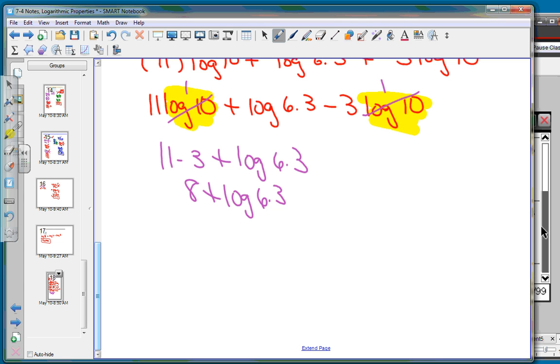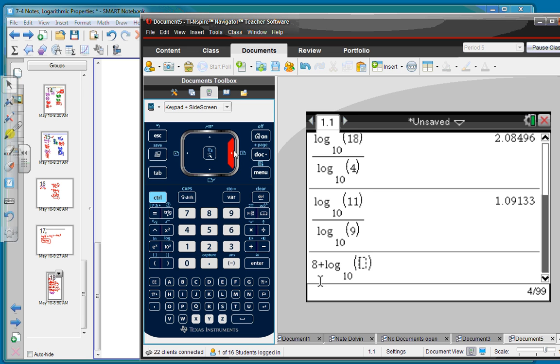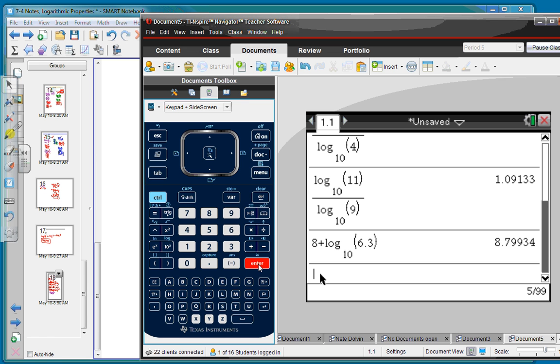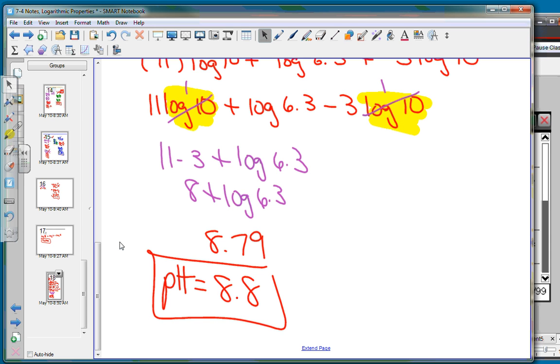Now, can we calculate the log of 6.3? Sure. Not by hand. We have to actually use the calculator. So what we're going to do is come over here to the calculator, and you're going to do 8 plus the log base 10 of 6.3. And what does that give you? 8.79. So the pH of this together, the difference of them is 8.8. That's where you get the difference in pH.